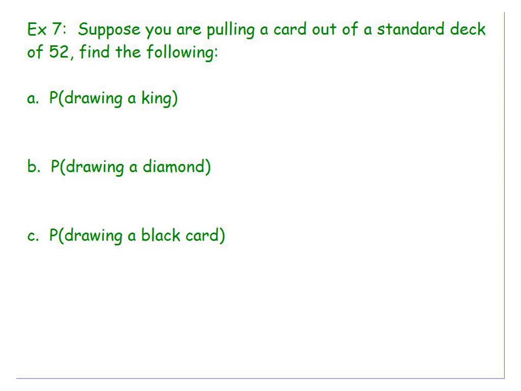Suppose you are pulling a card out of a standard deck of 52. Find the following. If you're unfamiliar with a deck of cards, you'll definitely want to look online for a picture of a deck of cards or pull out a deck of cards because it will make these kinds of problems easier. What's the probability of drawing a king? There are 4 kings in the deck out of 52. If you are not good at reducing, remember your yellow calculators: all you have to do is 4 divided by 52, math, enter, enter. But this reduces to 1 out of 13.